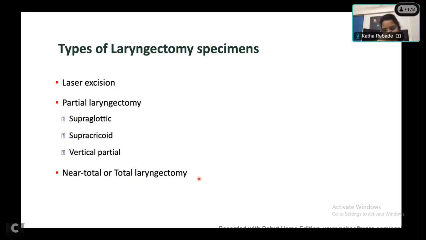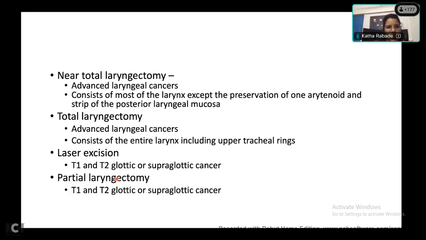Next, we move on to the laryngectomy specimens. The types of specimens include laser excision, which is done for localized tumors, partial laryngectomy, and near total or total laryngectomy. Near total laryngectomy and total laryngectomy are performed for cancers which are very advanced. Near total laryngectomy removes most of the larynx except for preservation of one arytenoid and a strip of the posterior laryngeal mucosa. Total laryngectomy consists of the entire larynx including the upper tracheal rings. Laser excision and partial laryngectomy are performed for tumors which are of T1, T2 stage.